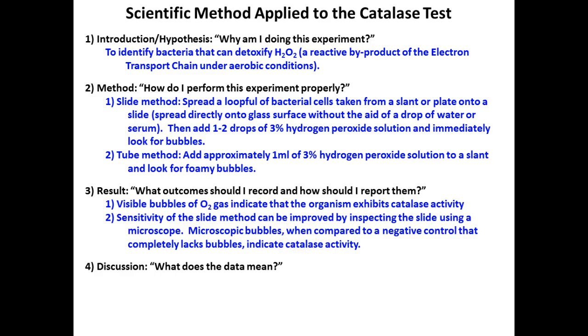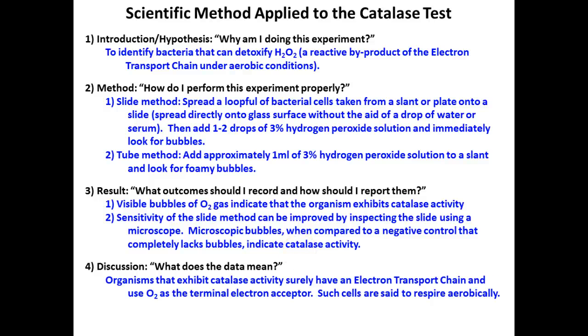Sensitivity can be an issue, especially when we did it on the slide, where it's hard to see the bubbles to see a positive test. So that's why we followed it up with doing it on the slant. And some of you guys still haven't because we didn't have enough organism, and once you put that on there, you're definitely killing them. So we'll retest later. So the organisms that exhibit catalase activity surely have an electron transport chain.